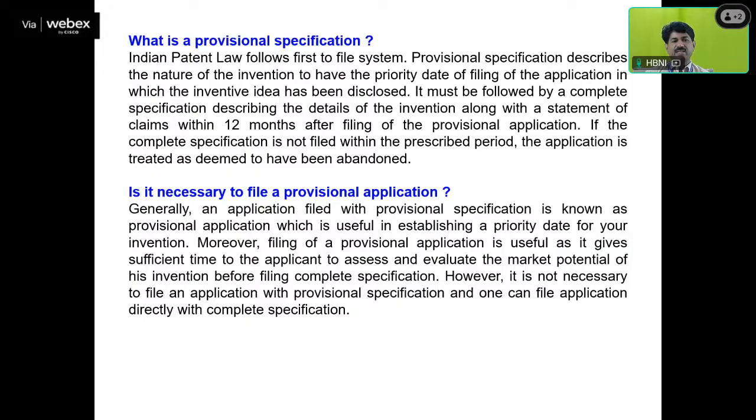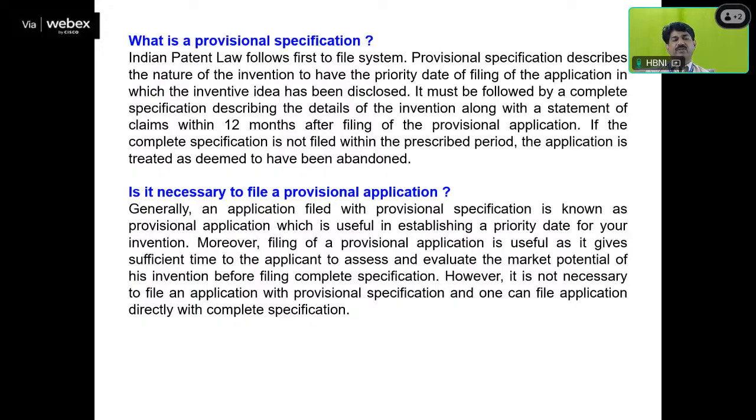A provisional specification describes the nature of the invention to have the priority date of filing of the application in which the inventive idea has been disclosed. Provisional applications will have the title and so on, but all the details may not be complete at that time. But the person applying for the patent can start so that the priority date of filing is secured. It must be followed by a complete specification describing the details of the invention, along with the statement of claims, within 12 months after filing the provisional specification.